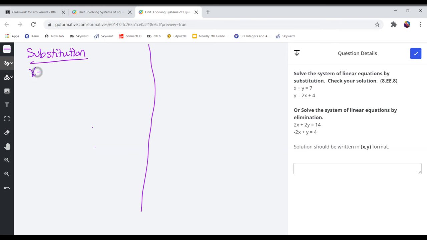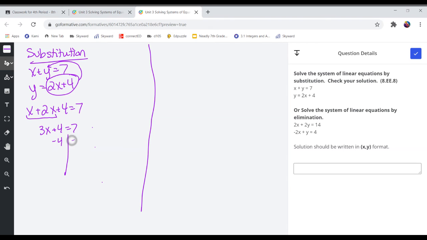So for substitution, x plus y equals 7. Y equals 2x plus 4. I'm going to take this 2x plus 4 and plug it in for this y value up here. So x plus 2x plus 4 equals 7. I'm going to combine my like terms on the left side. 3x plus 4 equals 7. Then I extend my equal sign to subtract 4 from both sides. I'm left with 3x equals 3. Divide both sides by 3. I get x equals 1.